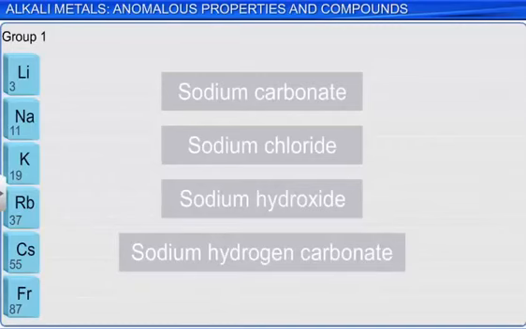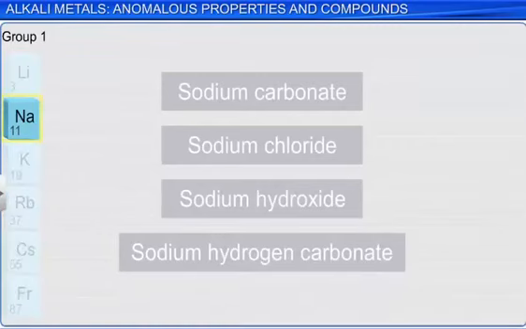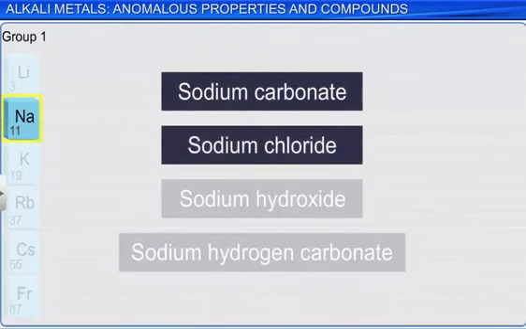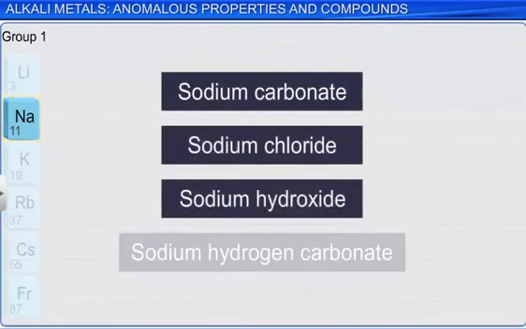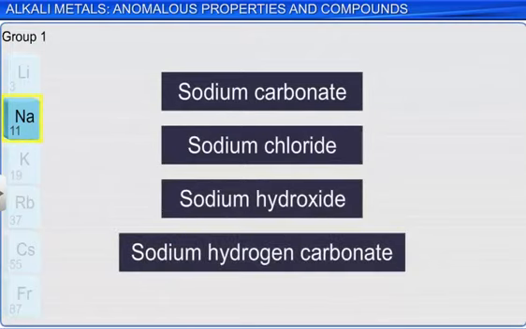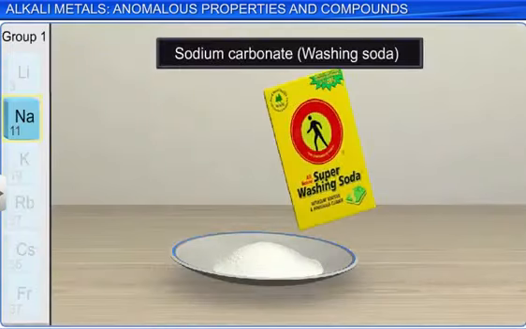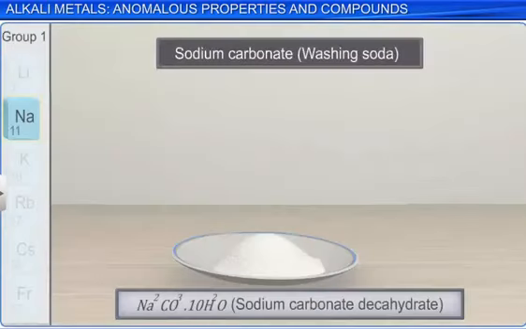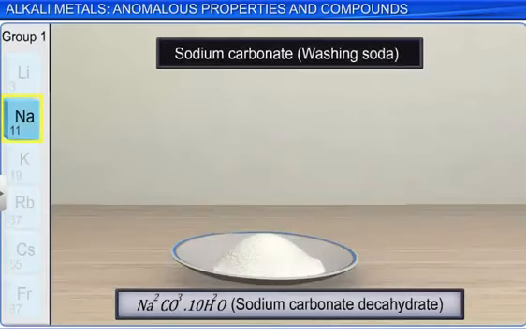Let's now talk about some important compounds of sodium: sodium carbonate, sodium chloride, sodium hydroxide, and sodium hydrogen carbonate. Sodium carbonate, commonly known as washing soda, is a white, crystalline solid as shown in the photographs. It is typically found as a hydrate with 10 water molecules of crystallization, called sodium carbonate decahydrate.